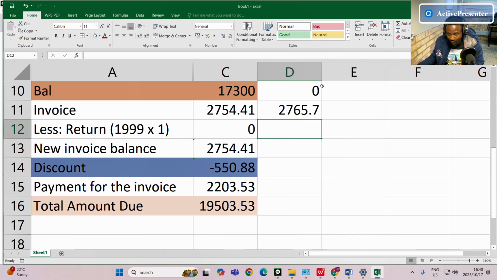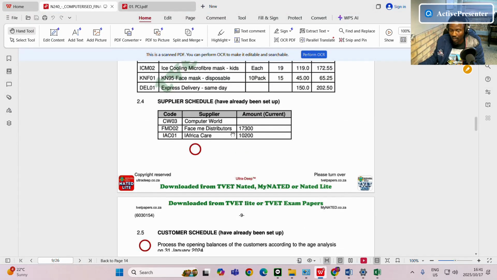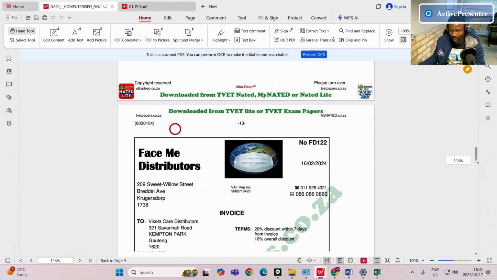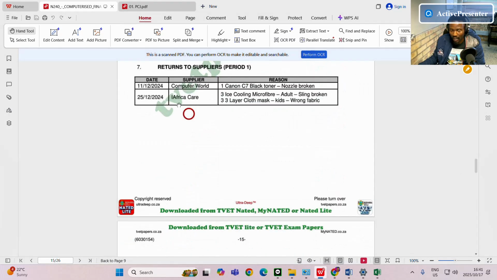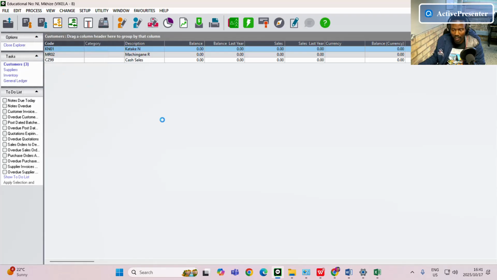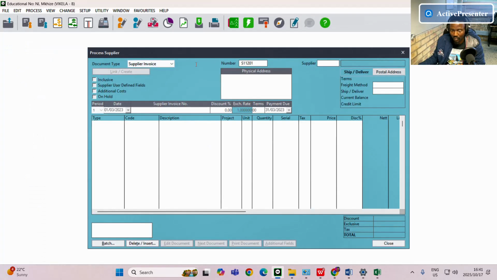I think I do have a debit note. Let me just confirm. Is there any return to this supplier? I just need to show you guys. Yes, there is a return. So I'm just going to do the debit note. So I'm closing this for now. Process suppliers. Let me just make sure that the additional parameters regarding the debit notes are done.